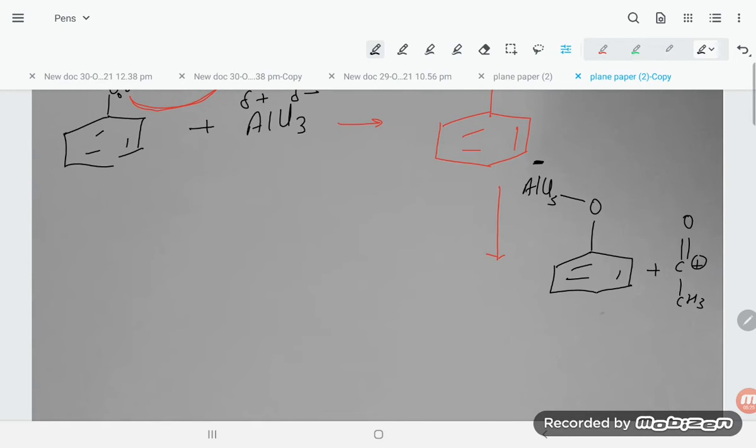This is what is known as, student, acylium. Okay, this is the acylium carbocation. This is going to be named as acylium carbocation. This is step number 1, student. Here a lone pair of electrons is added.